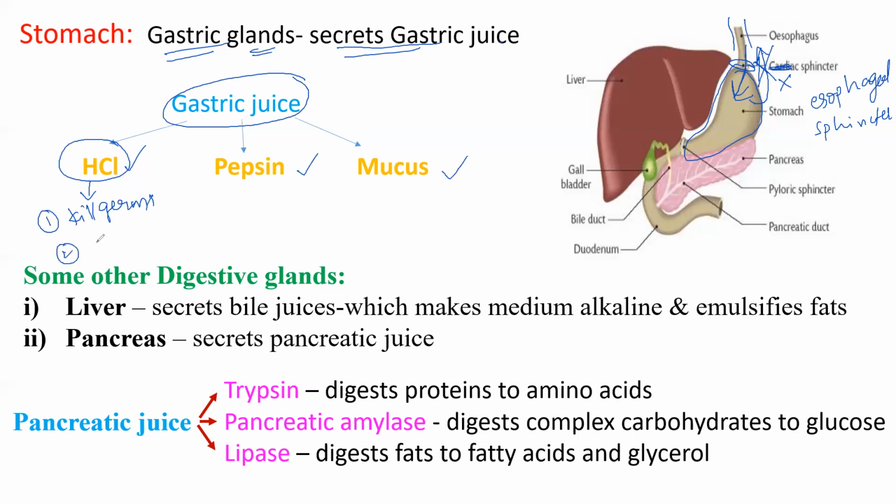Another function is that it makes the medium acidic. In our stomach, HCl makes the complete stomach an acidic medium. Because hydrochloric acid is an acid, by releasing HCl, the complete stomach becomes acidic. Why does it have to become acidic? To activate the function of pepsin. Pepsin is an enzyme which digests proteins. For pepsin to act on proteins, an acidic medium has to be maintained.